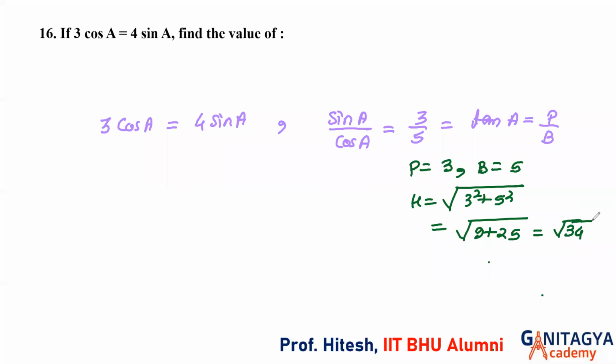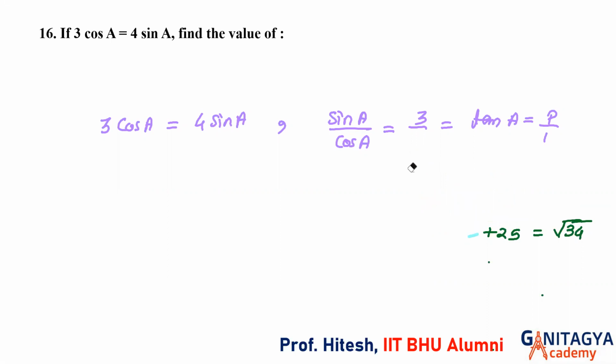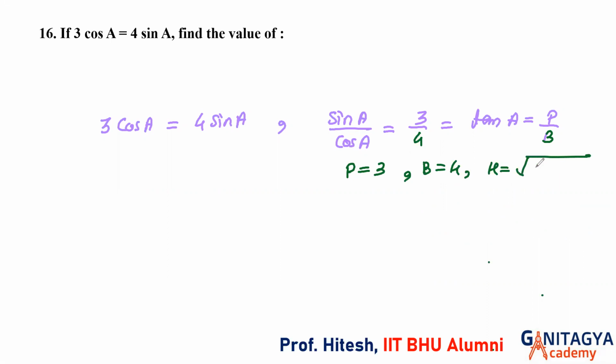Any other mistake? Yes, sir, understood. It is 3 upon 4, sorry. So perpendicular is 3, base is 4, and hypotenuse will be under root 3 square plus 4 square, my mistake. So it will be 25. So hypotenuse will be 5. Extremely sorry. So hypotenuse is 5.